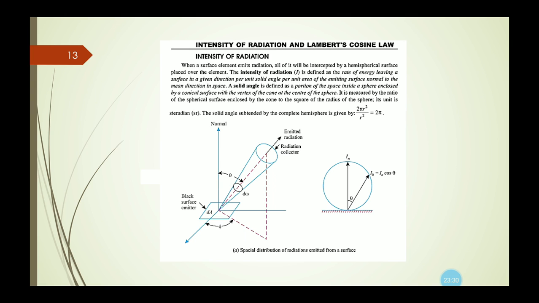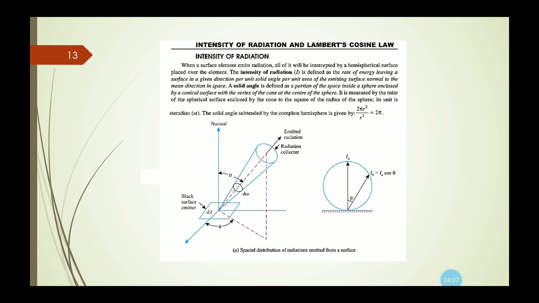Now, what is this intensity of radiation? The concept is that when a surface element emits radiation, all of it will be intercepted by a hemispherical surface placed over the element. Now the intensity of radiation, which is denoted by capital I, is defined as the rate of energy leaving a surface in a given direction per unit solid angle per unit area of the emitting surface normal to the mean direction in space. So this is the definition of the intensity of radiation.